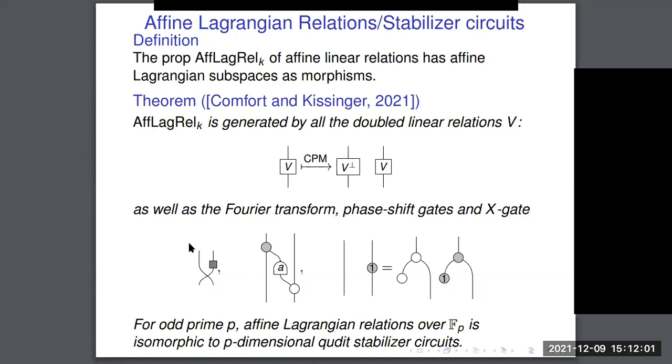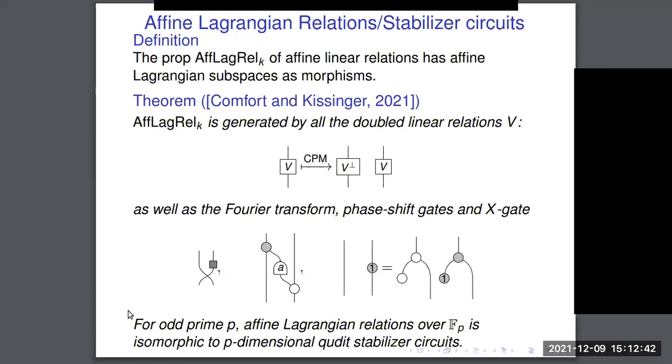So here this is the Fourier transform in a way, because we're swapping the position and momentum and negating one of them. Here we're multiplying the position by a scalar and adding that to the momentum, and then here we're just adding 1 to the position. And there's this really nice result, in my opinion, that we showed: for an odd prime p, this prop of affine Lagrangian relations over F_p is isomorphic to qudit stabilizer circuits, where the dimension is p.